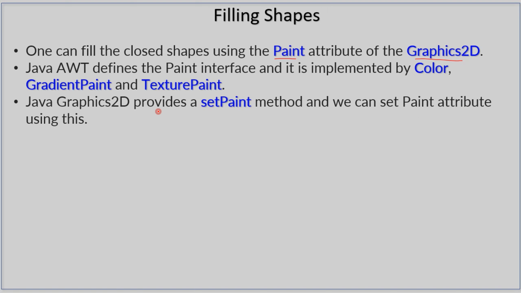Java Graphics2D provides a setPaint method. So using this method you can set a paint attribute. The paint attribute can be a color, gradient paint, or texture paint, and you can set that to the Graphics2D using the setPaint method.